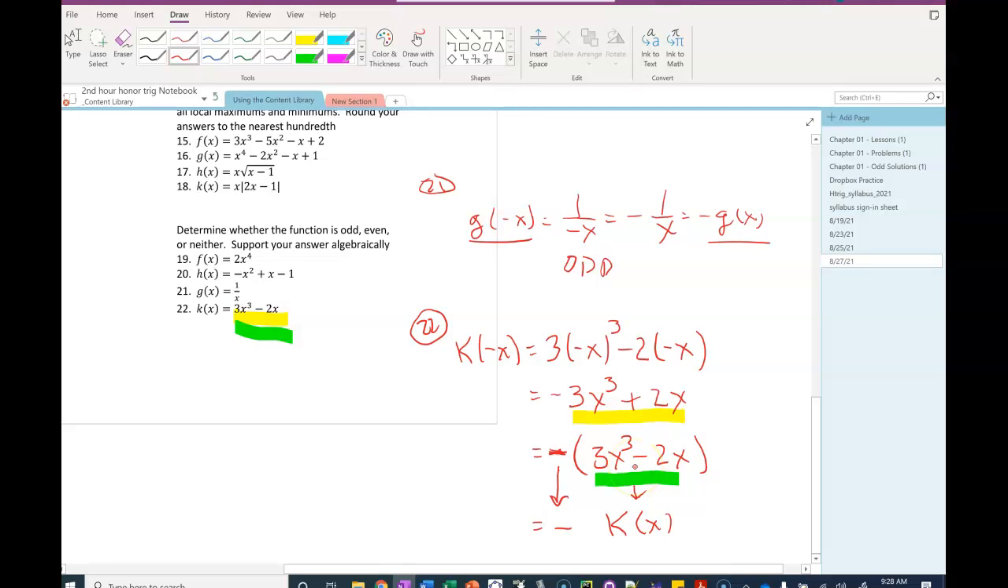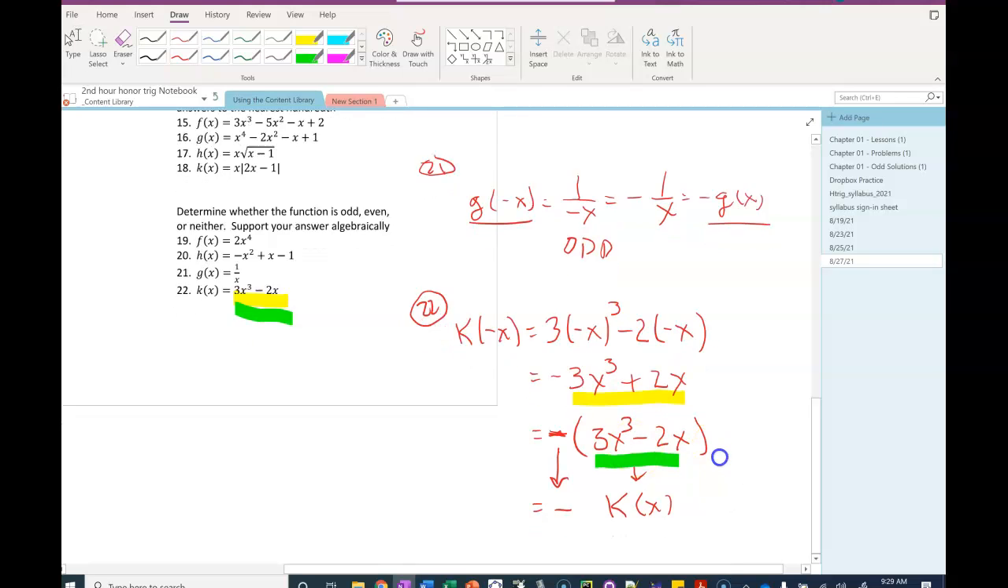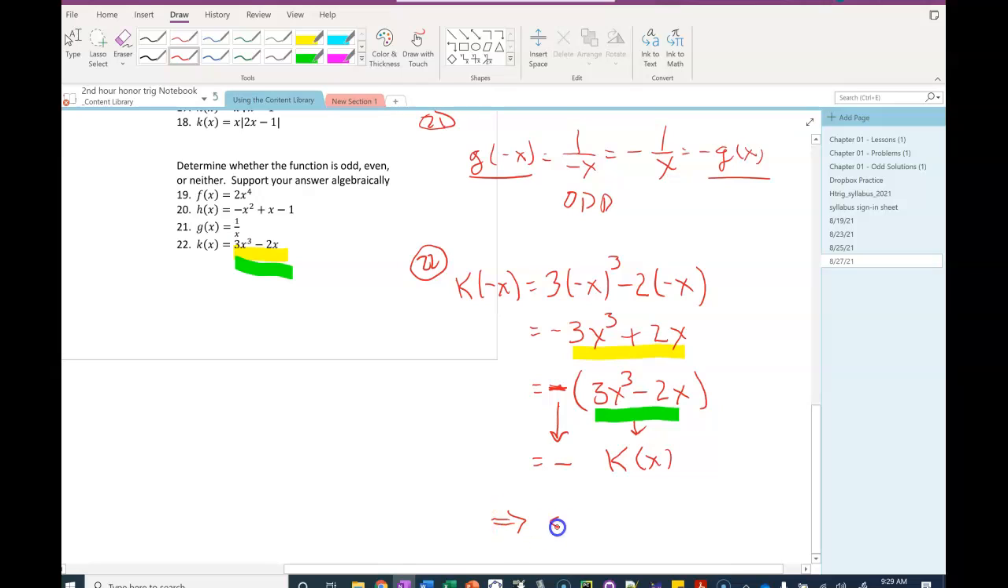So I have negative k of x, which is what I need to be odd. Is that okay? Yeah. Do I have to show all that, since we can tell by looking at it? Since it says support your answer algebraically, yes, you would. If I just asked to determine whether the function is odd, even, or neither, looking at the graph would be appropriate. But if it says prove, or support your answer algebraically, you need to do a little bit more. Is that okay?